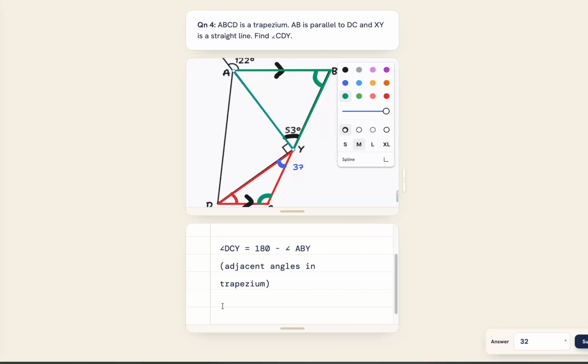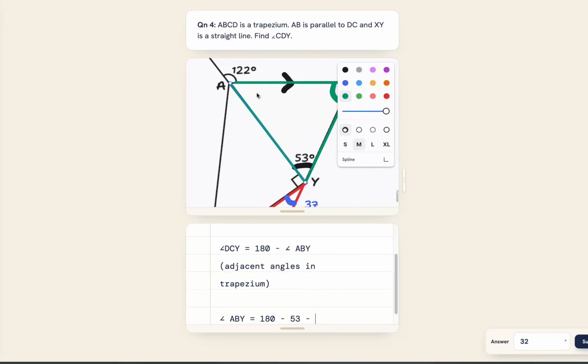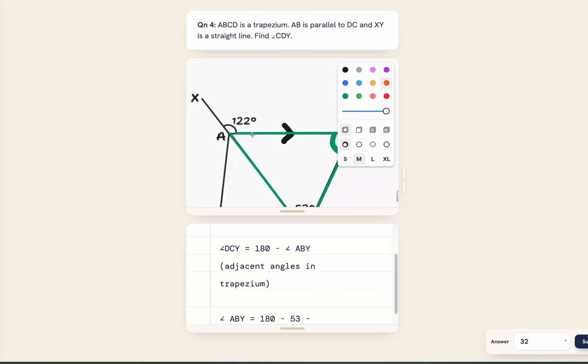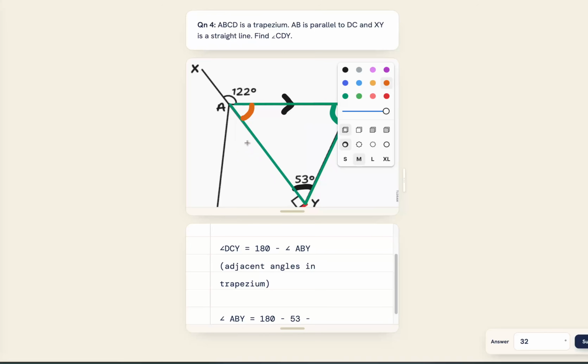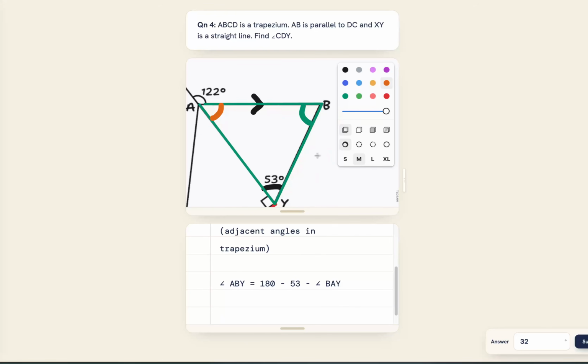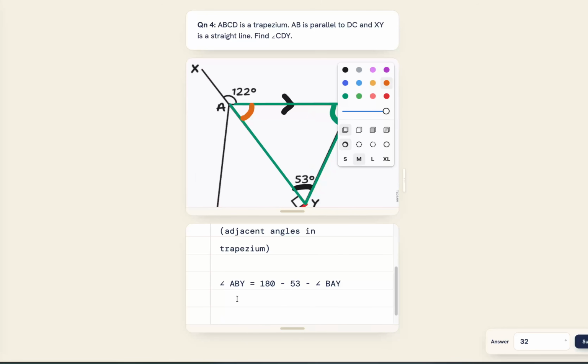So angle ABY is equal to 180 minus 53 and then minus this other angle, this orange angle, which is BAY. So angle BAY is in orange. That means angle BAY will be equal to 180, since this is a straight line, minus 122, and this will give us 58 degrees.